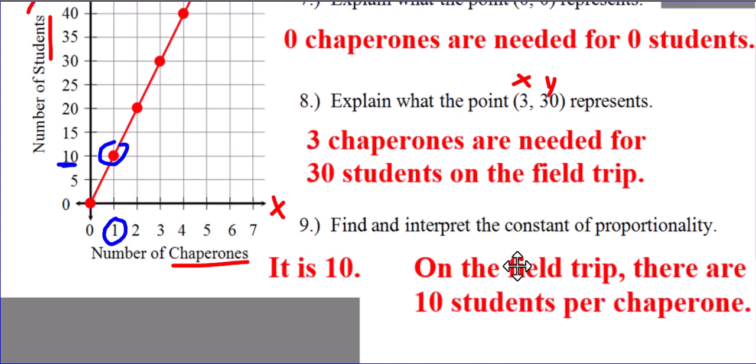On the field trip, there are 10 students. See, the 10 is a y, so that's students per chaperone. Or you could say for every 1 chaperone or something like that, if you don't want to use the word per.